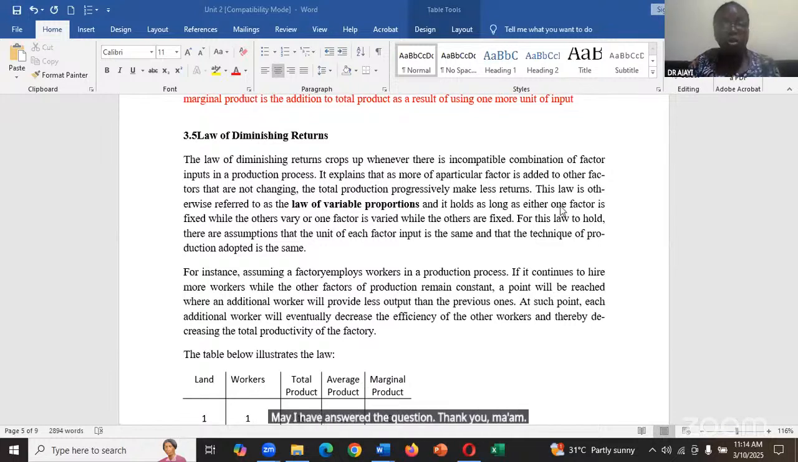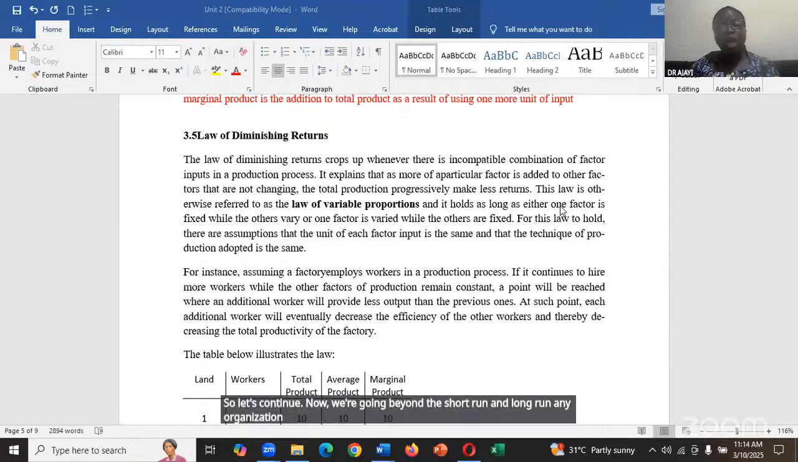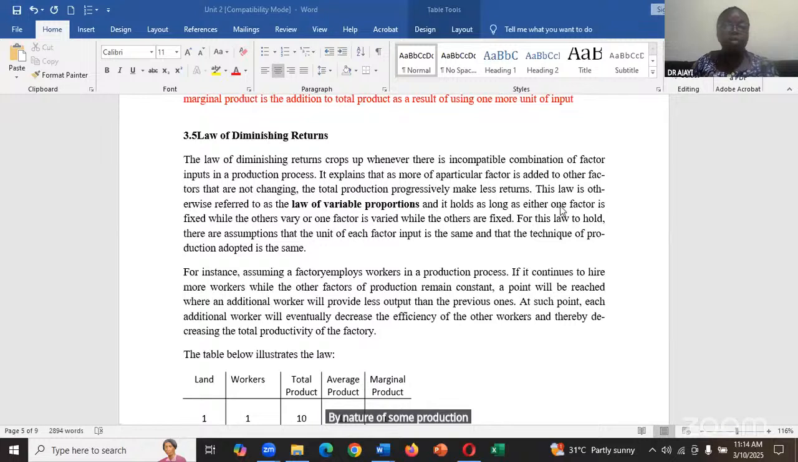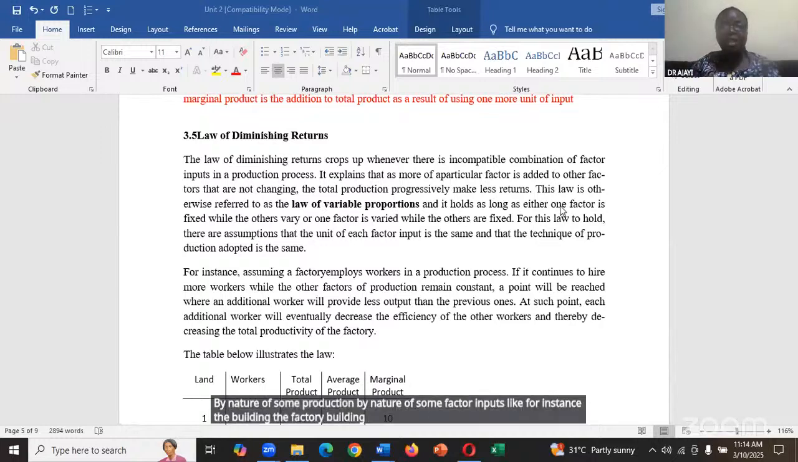So let's continue. Now, when we're going beyond the short run and long run, any firm, any organization, you could have 20, 30 years in production process, and yet that 20 or 30 years may not actually qualify as long run. The reason is because by nature of some factor inputs, like for instance, the building, the factory, they could still remain the same.